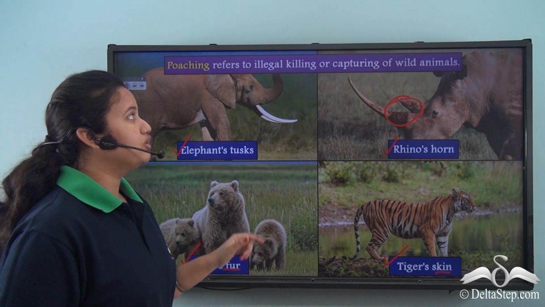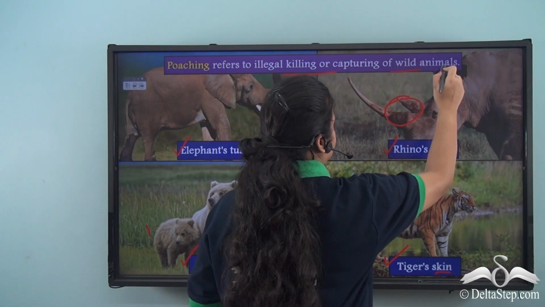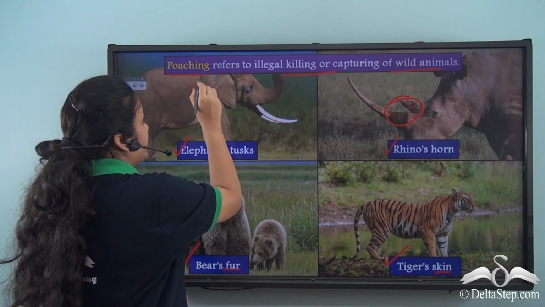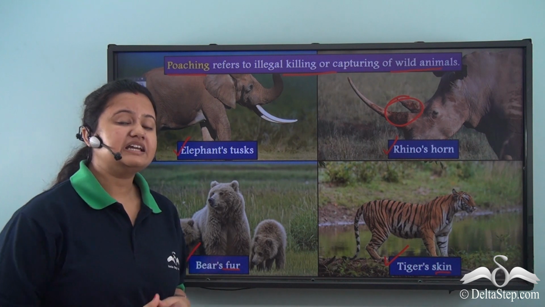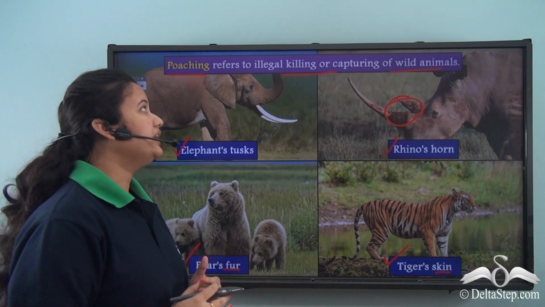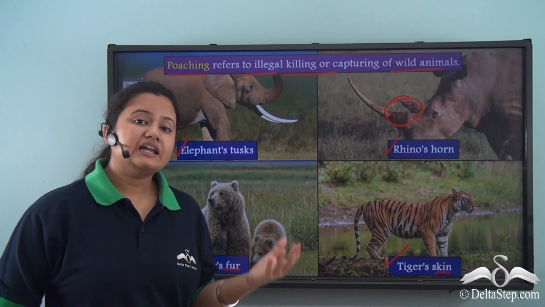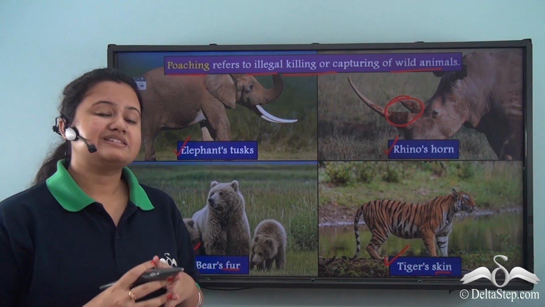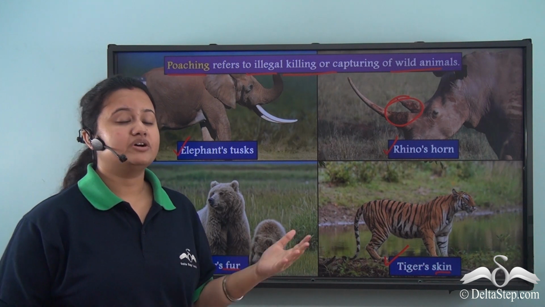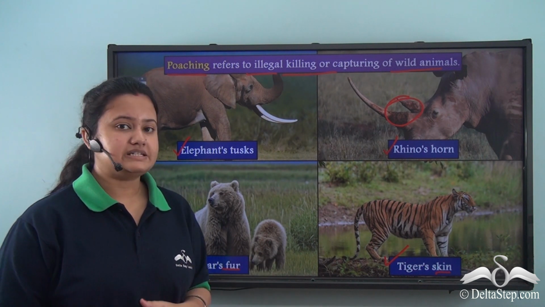Now this act of killing or capturing wild animals is known as poaching, and it is considered an illegal and offensive act all over India. Now, although it has been tagged as an illegal activity, it is very sad that still it is pursued in many parts of India.